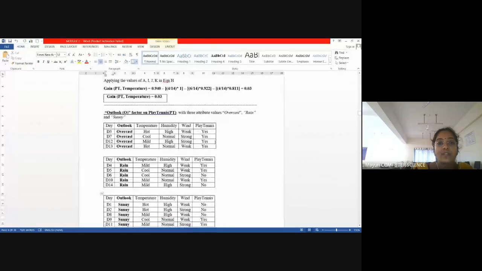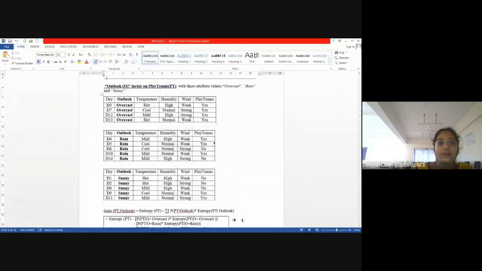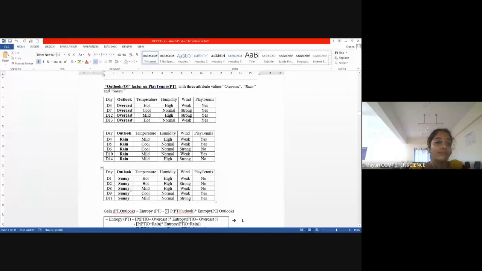Then outlook also has 3 values: overcast, rain and sunny. If you look into the outlook column, the first column, it has 3 values, overcast, rain and sunny. All overcast are completely classified with yes. In this place, you can say that error is completely 0. Entropy is 0. As of now, we didn't come across anything with entropy 0. So there is a chance for the outlook to become the highest info gain, so that it will act as the root node.